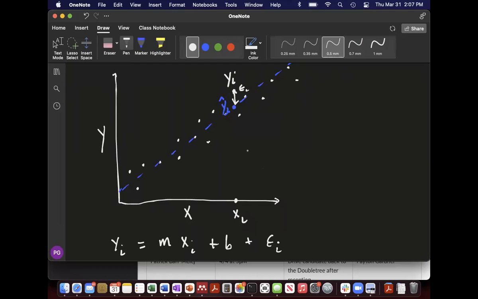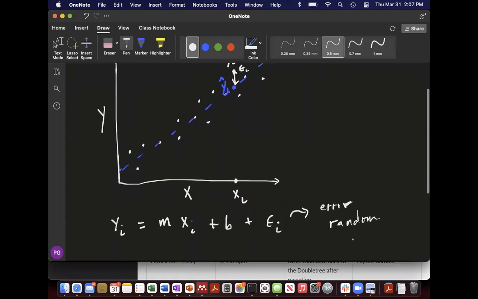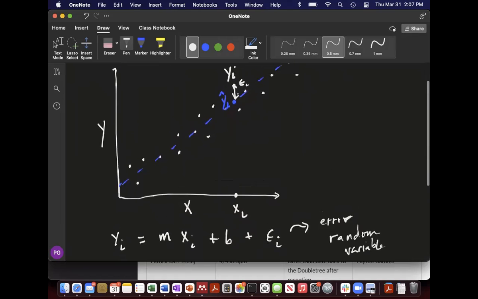All right, this error. And this error, in a perfect world, is a random variable. This is noise in our instrument, some kind of random deviation of the linear relationship. But if we were to collect this data 1,000 times, we would guess that this error would be different each time because it's just a random sampling. So the error is a random variable.